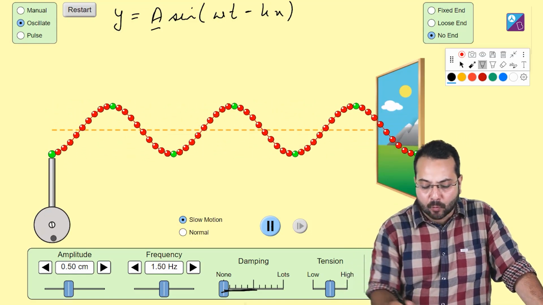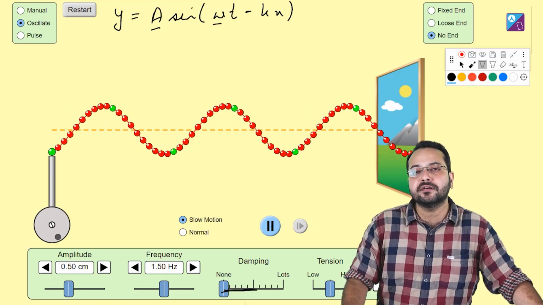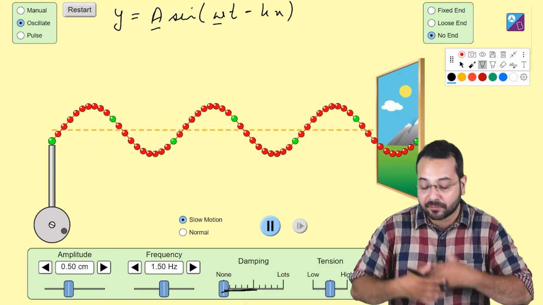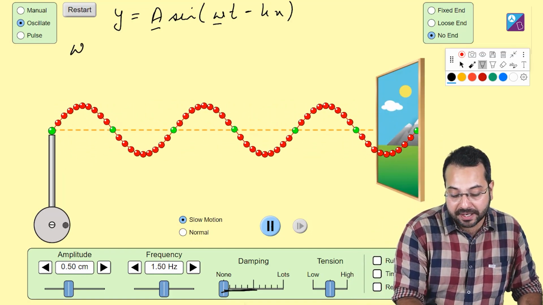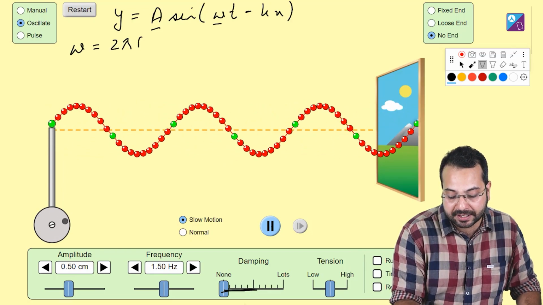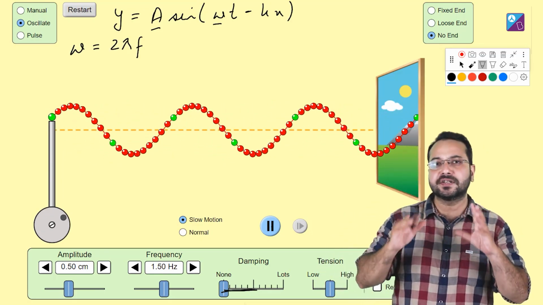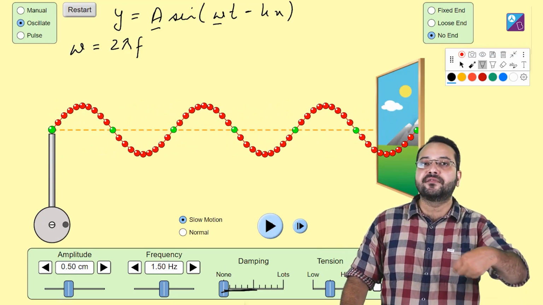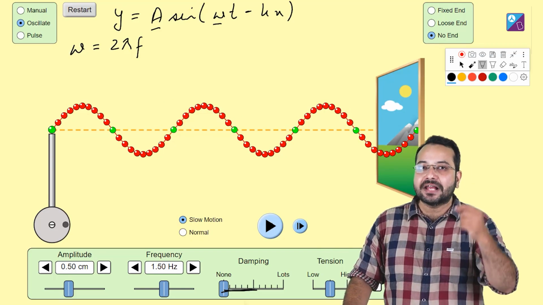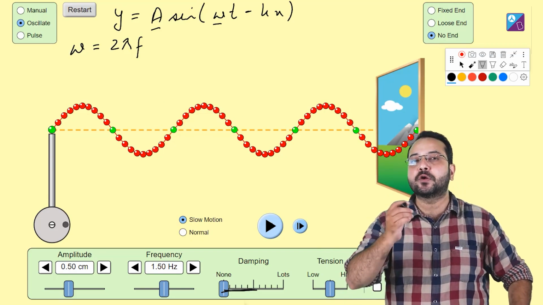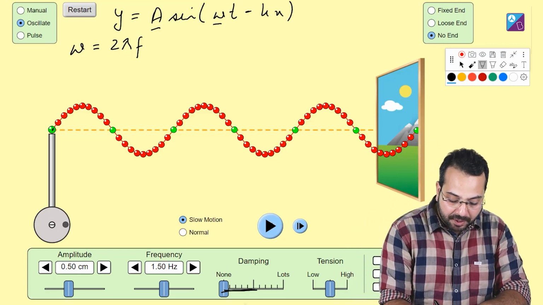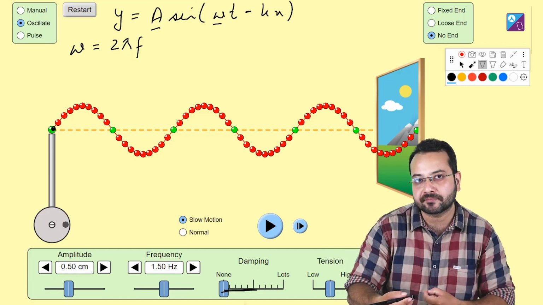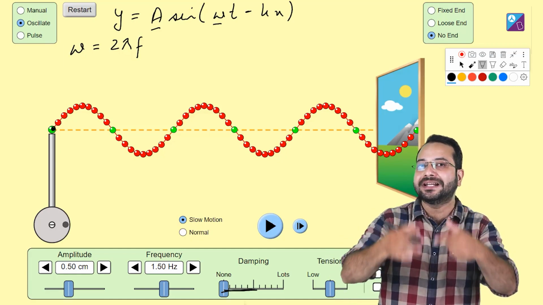Next, what is omega? Omega is called the angular frequency. So angular frequency is related with frequency like omega is equal to 2 pi into the frequency. We know all of this from SHM. So what you can observe here is that the frequency of the left end is the same as the frequency of the wave. Okay, so notice this particle and notice any other particle and notice how much time is being taken to complete one cycle.